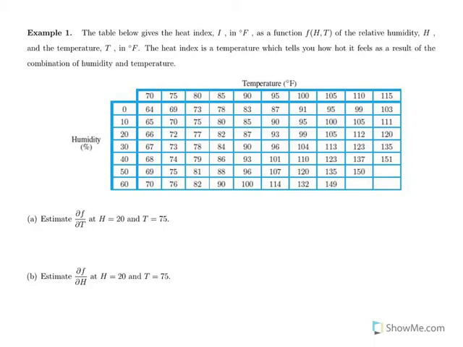In this video, we're going to continue looking at practice problems in section 8.3, introducing partial derivatives. So our first example is we're going to look at heat index.